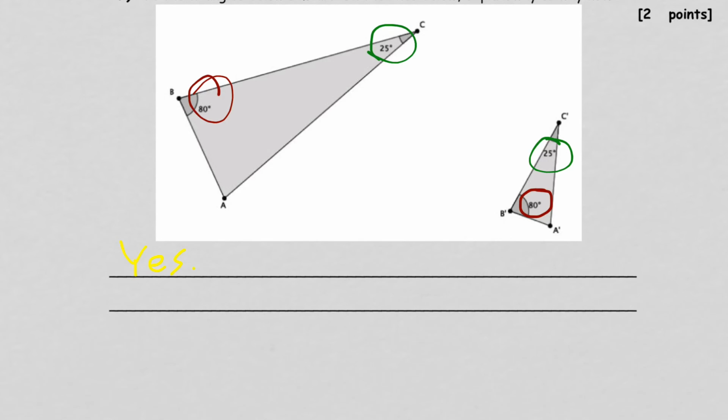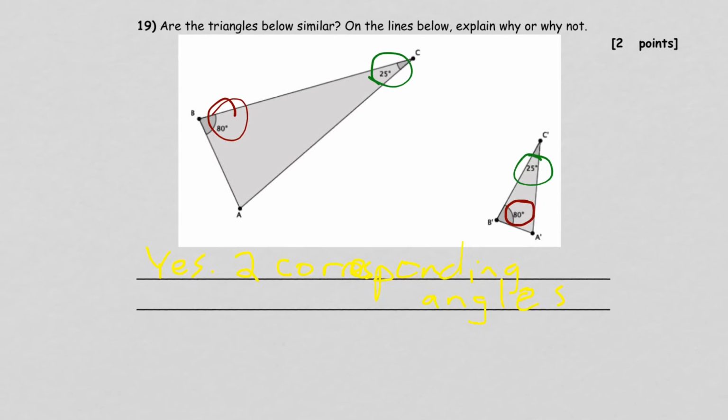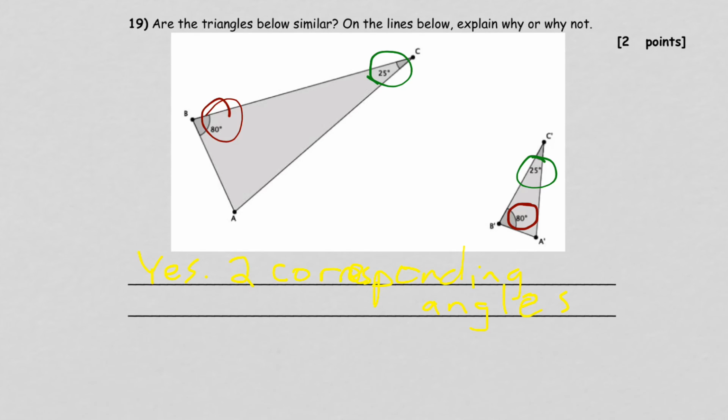So we know that they are similar triangles because they have two corresponding angles. And if they both have 2, we know they both have to have 3. And if all of the angles in both shapes are the same measure, then we know that they're similar triangles.